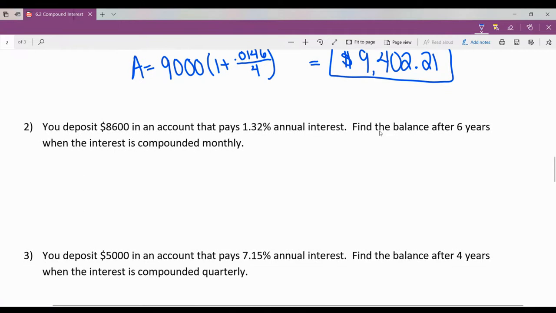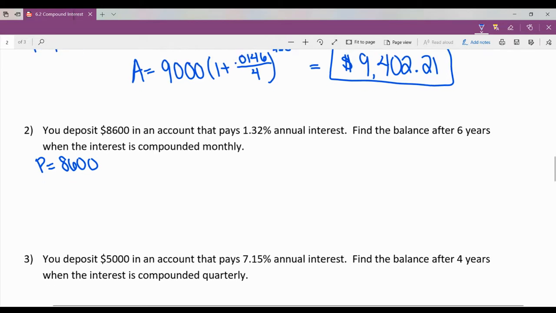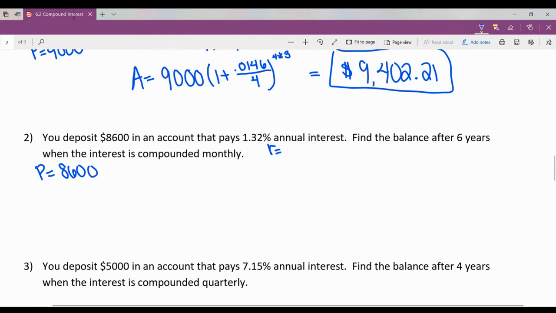All right, so next one, we deposit $8,600 into an account. So my initial value, my principal, is $8,600. That pays an annual interest of, so my R is going to equal, move that decimal point over 2 to the left, 0.0132. Find the balance after 6 years. So my T is going to equal 6. Compounded monthly. That means my N is going to happen how many times per year if it's monthly? 12.